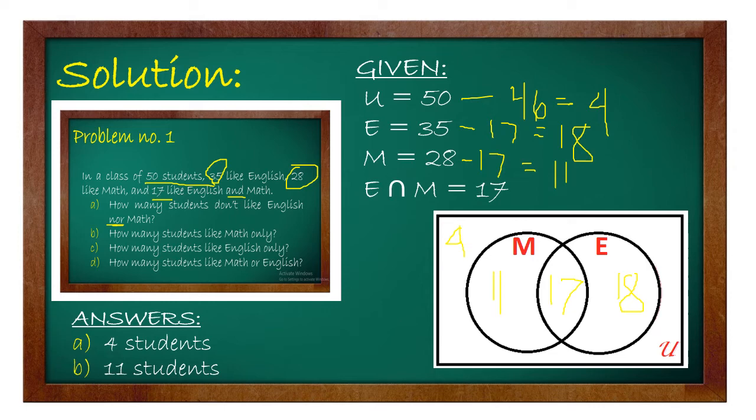How many students like English only? So, ganun din sa English. Ilan naman yung English only lang? And that is 18. How about the last problem? How many students like math or English? Pag sinabi natin or, ibig sabihin, yung kabuuan noong nasa loob ng mga circles. So, 11 plus 17 plus 18, and that is 46 students.